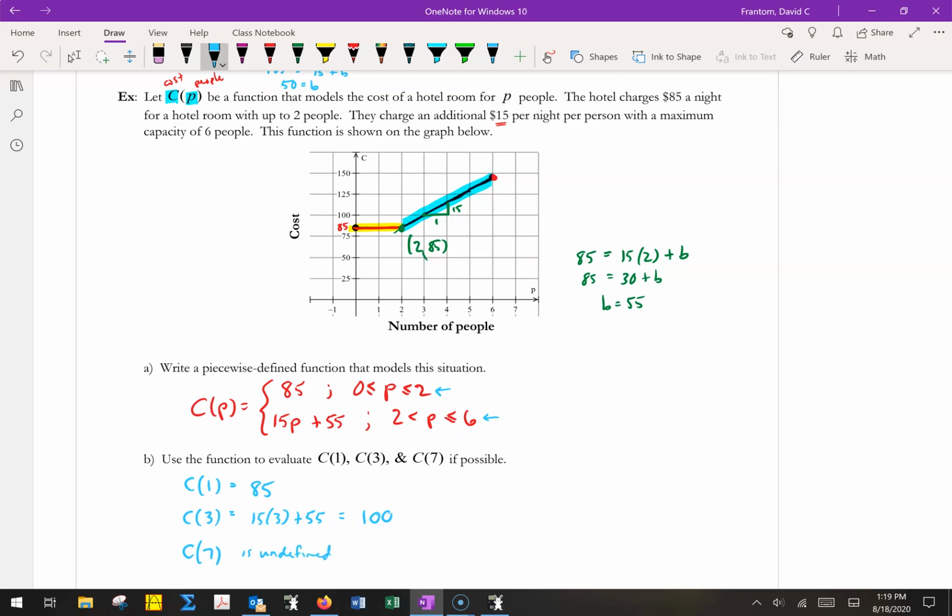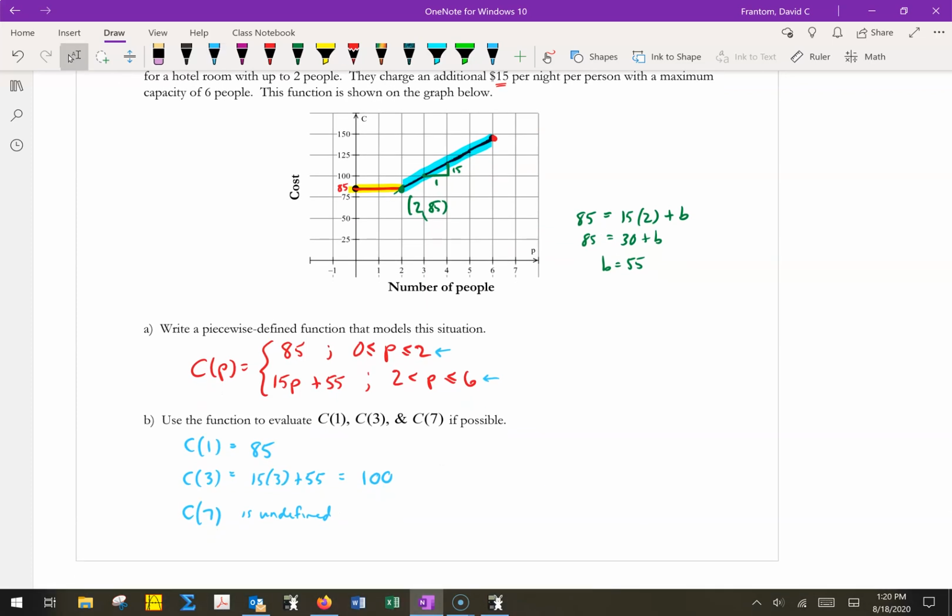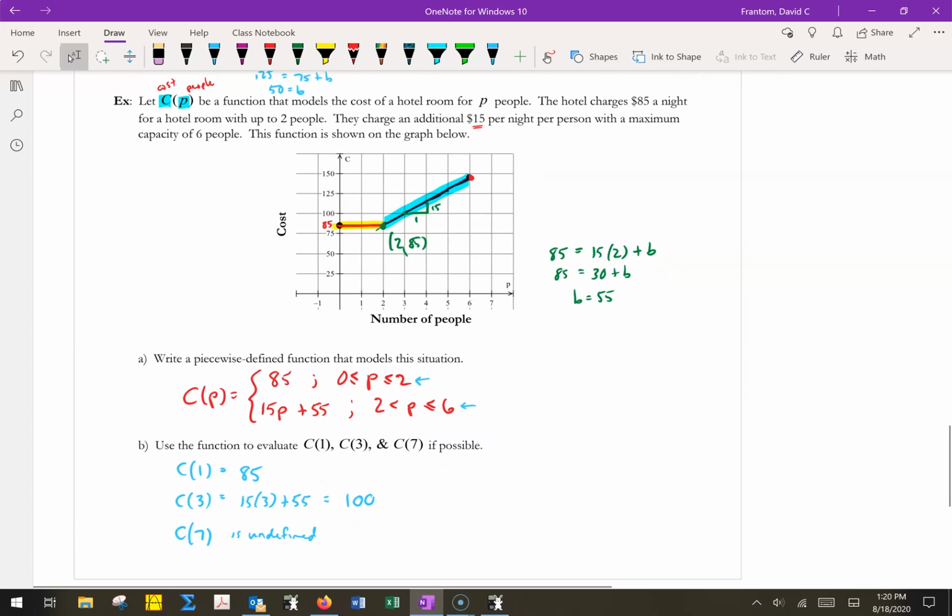And if you think about that in the context, they charge $15 per person with a maximum capacity of 6 people. So if you go to that hotel and say, I would like a room for 7 people, how much do I pay? They will tell you to leave. Or they will tell you to get 2 rooms. One of the two. So that is how we work with piecewise functions, in context and out of context.